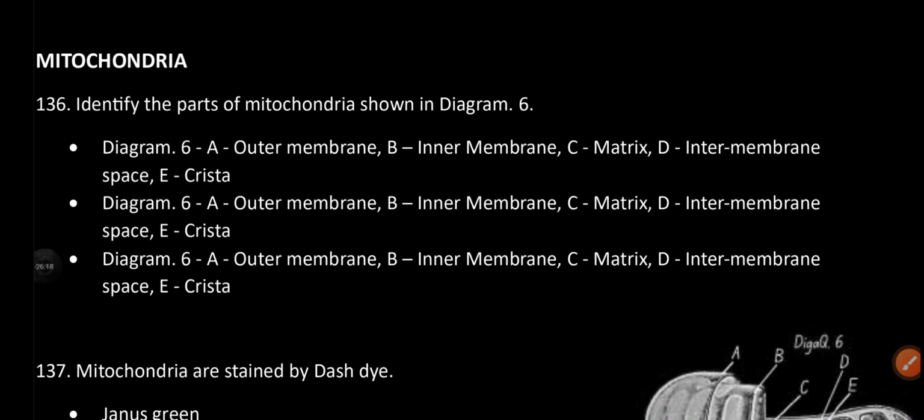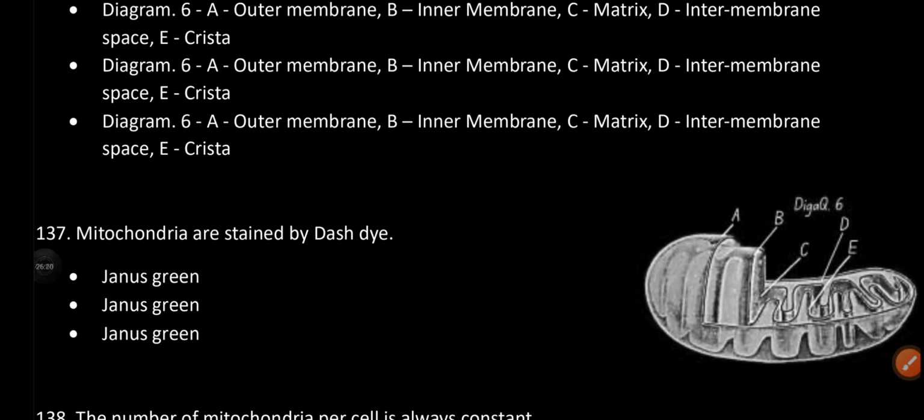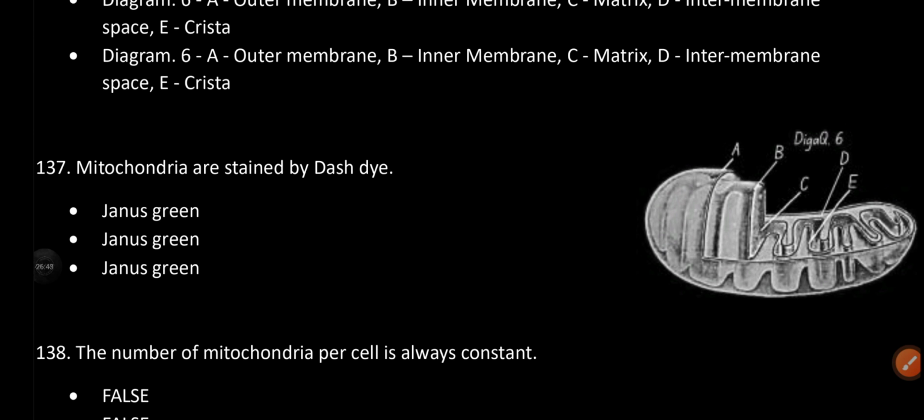Identify the parts of mitochondria shown in diagram 6. A. Outer membrane. B. Inner membrane. C. Matrix. D. Intermembrane space. E. Crista. Mitochondria are stained by Janus green dye.